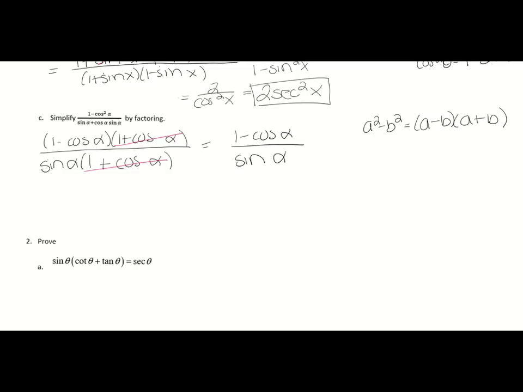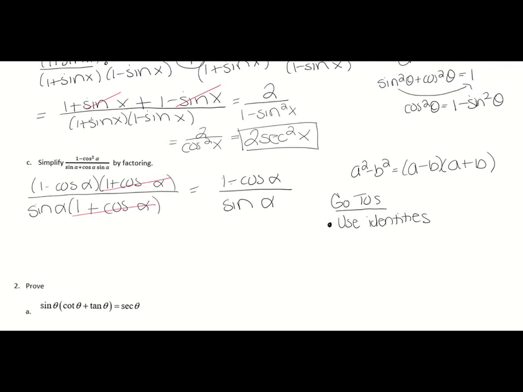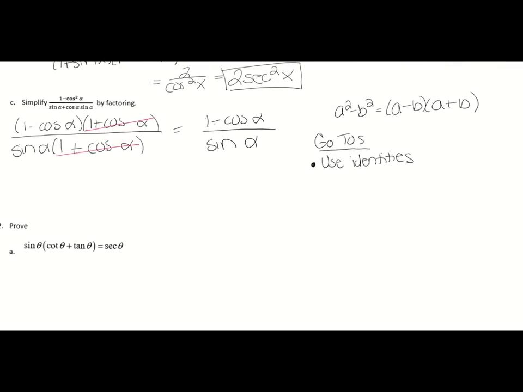So let's kind of remember our go-tos. The first is to use identities you know. Those are the Pythagorean identities, the reciprocal identities, the quotient identities, the even and odd identities, and so on. If you already know a specific identity, you can use it. So for example, here in number 2, I changed 1 over cosine squared to secant squared. Underneath this, by using your identities, you can change everything to sine and cosine.